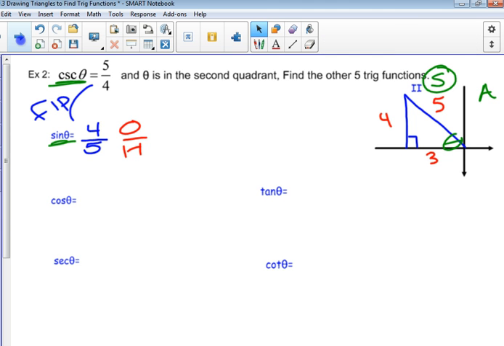Sometimes they're nice and easy like this, especially in the end when we do these longer problems. They like to use easy triples because the problems are long. So, this is kind of a little short.